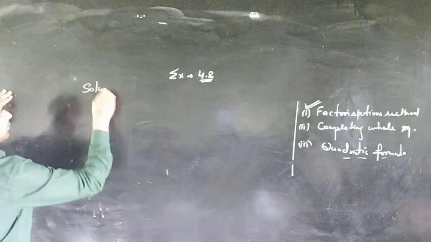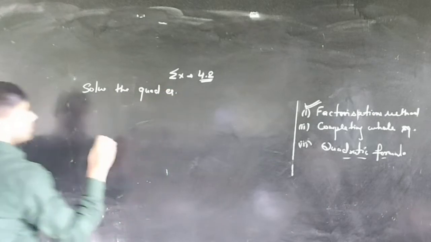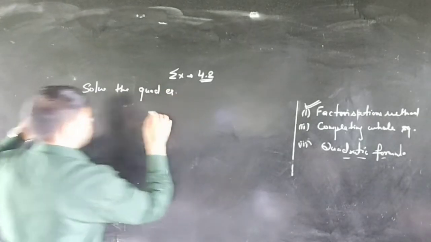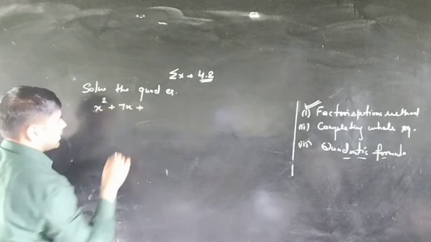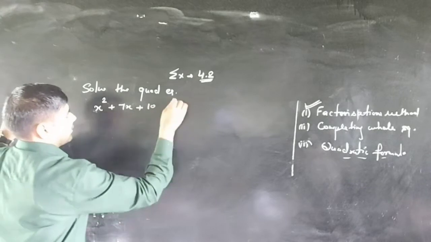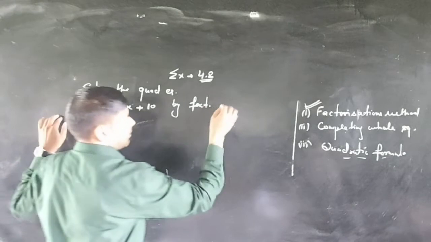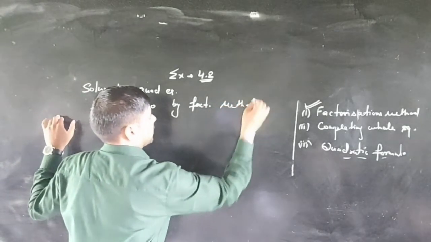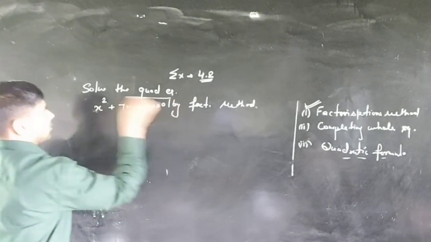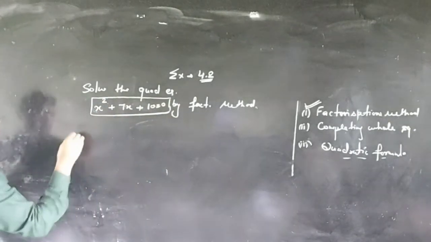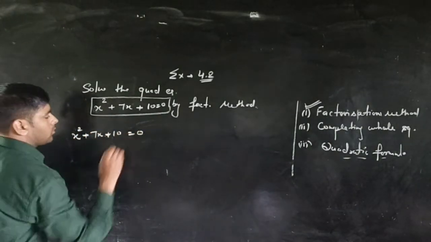Solve the quadratic equation x square plus 7x plus 10 is equal to 0 by the factorization method. This is the given quadratic equation: x square plus 7x plus 10 equal to 0.